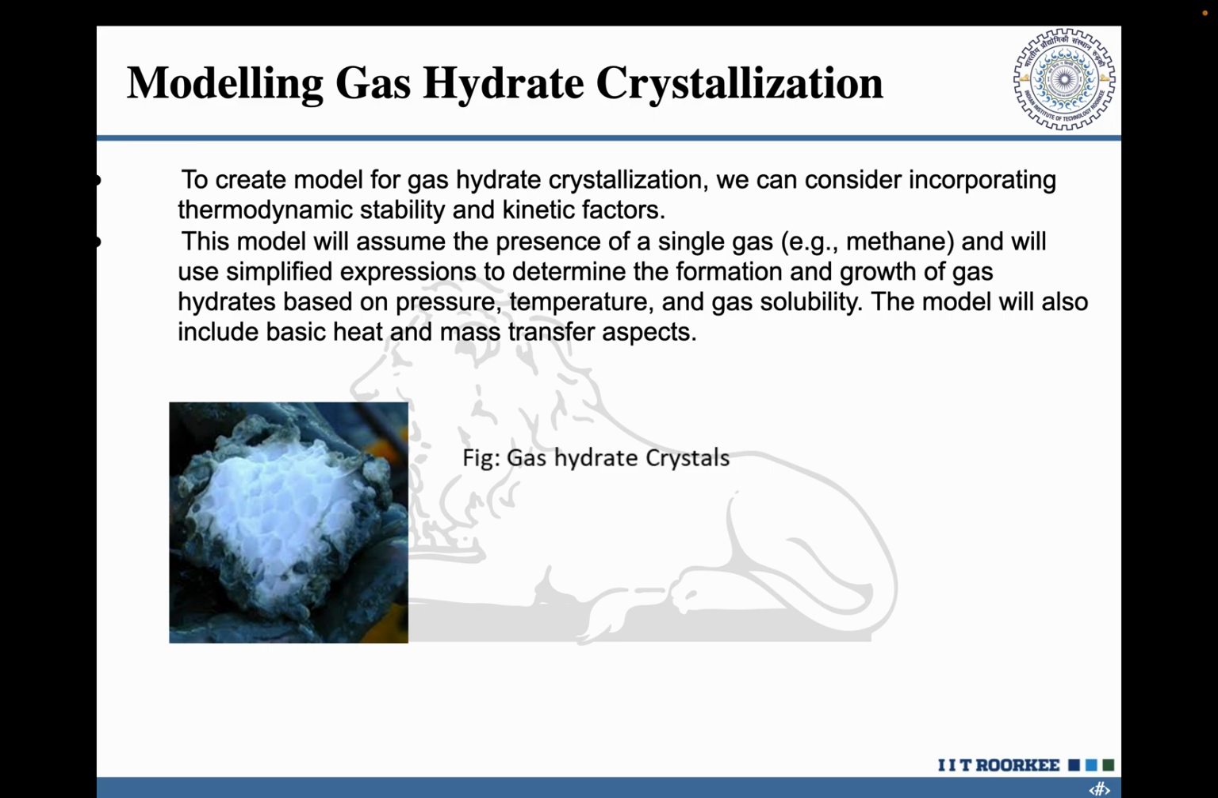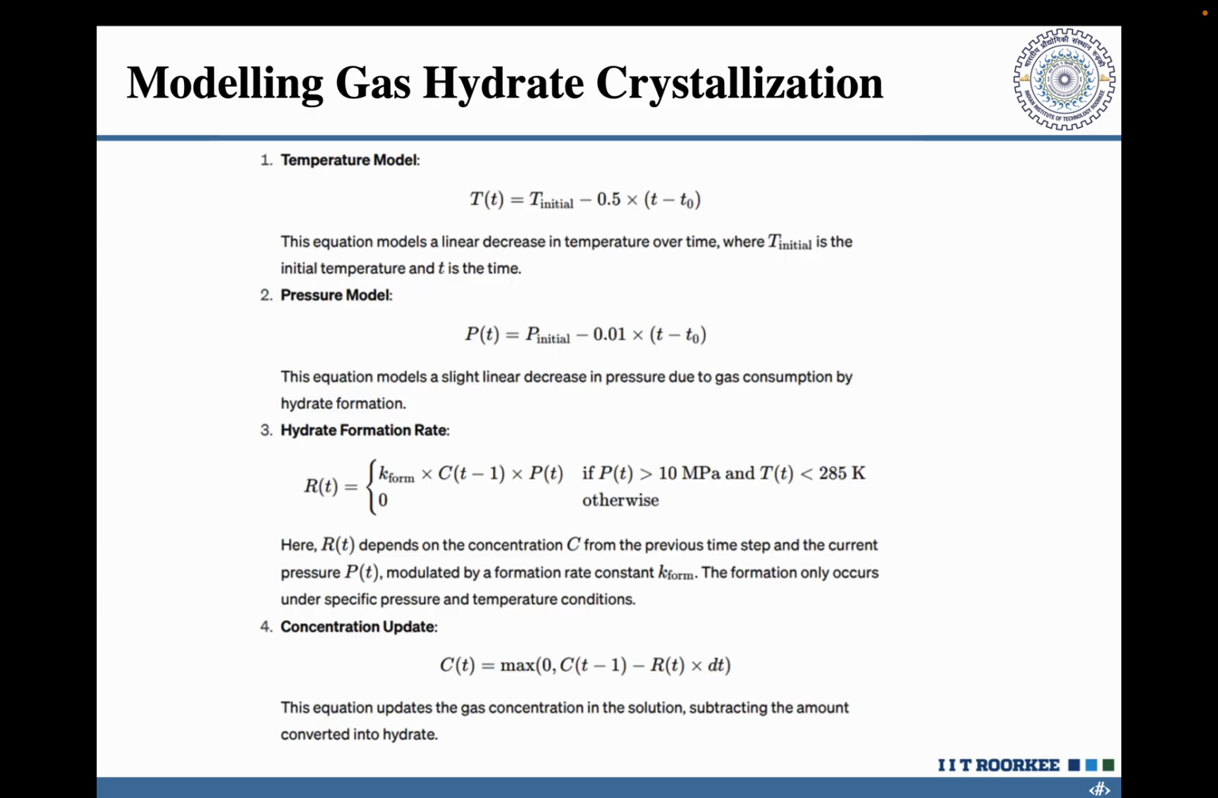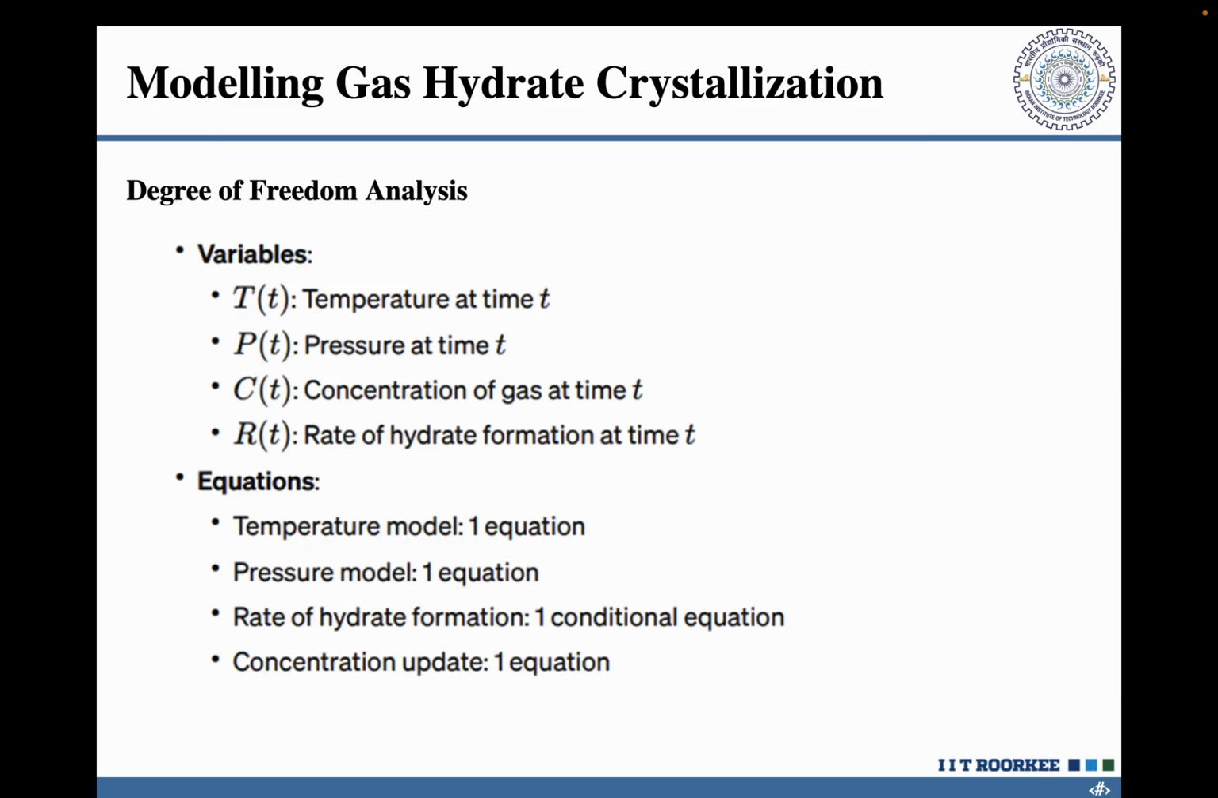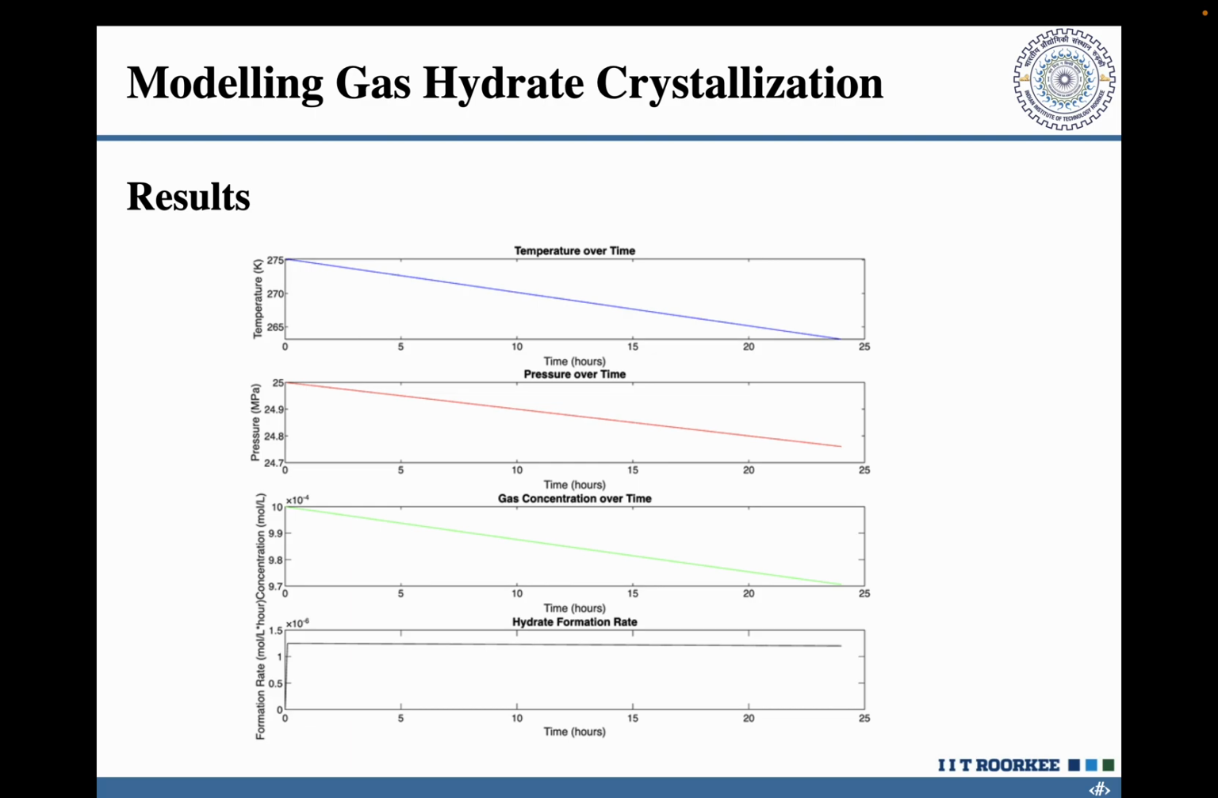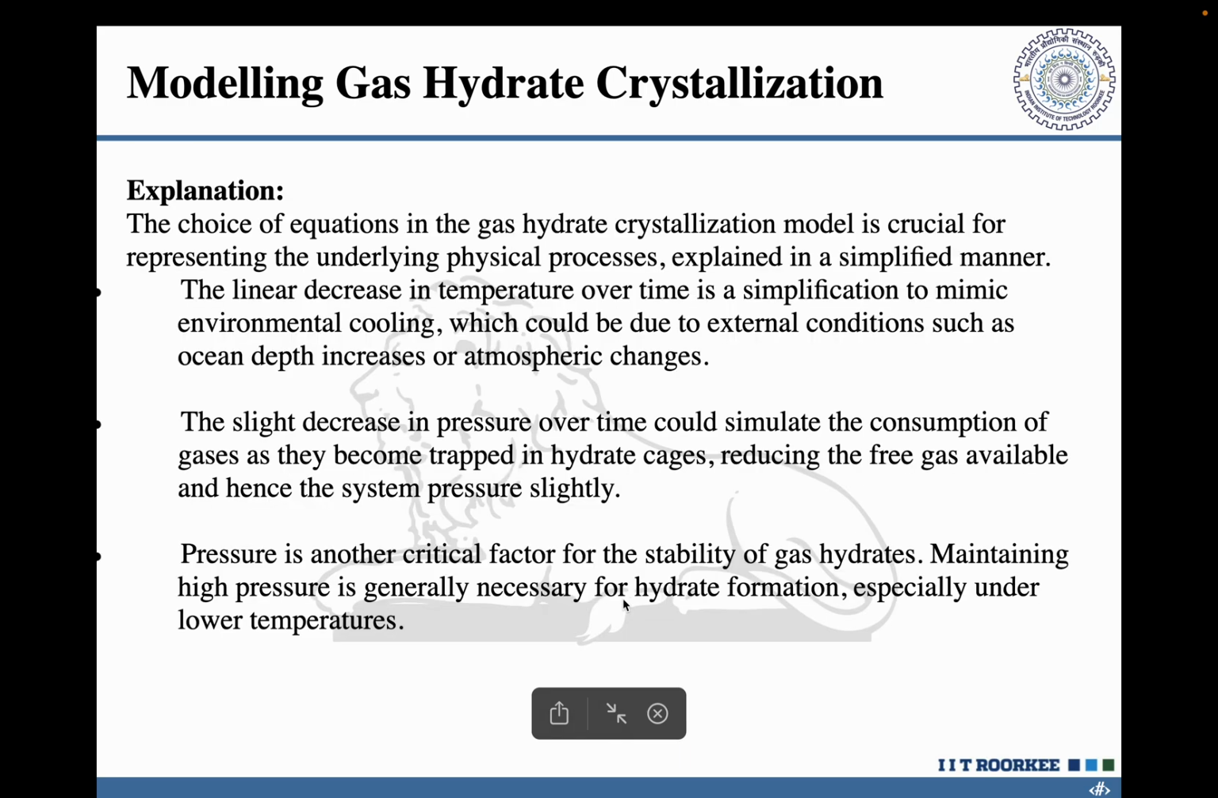Then we also model the gas hydrate crystallization, where we can see at what rate crystallization will happen, and we model it based on temperature and pressure, which are functions of time, and how the hydrate formation rate is affected as they increase or decrease over time. And the degree of freedom is 0 for this, and we numerically solve this to get the temperature over time and pressure over time and gas concentration and hydrate formation rate.